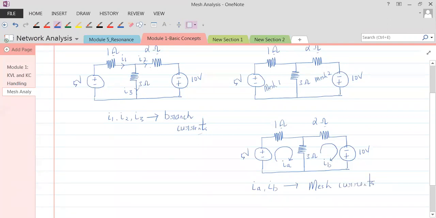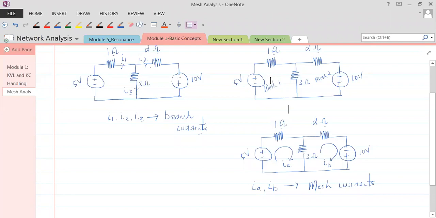Everybody understand this point? Here, I1, I2, I3 are called branch currents because I1 is flowing in this branch where 5 volts and 1 ohm is connected. I3 is flowing in the branch where 3 ohms is connected. I2 is flowing in the branch where 2 ohm and 10 volts are connected. So they are branch currents. Now in mesh analysis, we have to be marking the mesh currents. So before we mark the mesh currents, we need to understand how many meshes are there. Okay, how many meshes are there in this particular circuit?